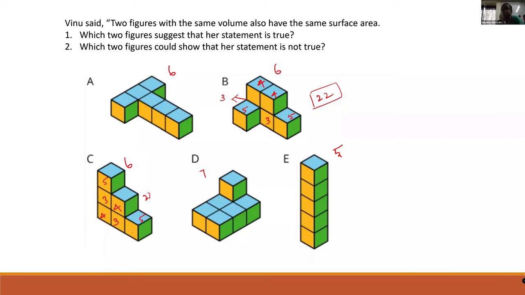We can even ask them to reassemble, assemble again, and then count the number of cubes. But for a question like this, they can't reassemble. After giving the question, yes, we can give them some idea about reassembling, finding out, and then coming back. After that, they can reassemble and find a new, different arrangement of the polyhedron, its surface area and volume. So for the first one, which two figures suggest that her statement is true, meaning the same volume and same surface area? B and C is the answer.